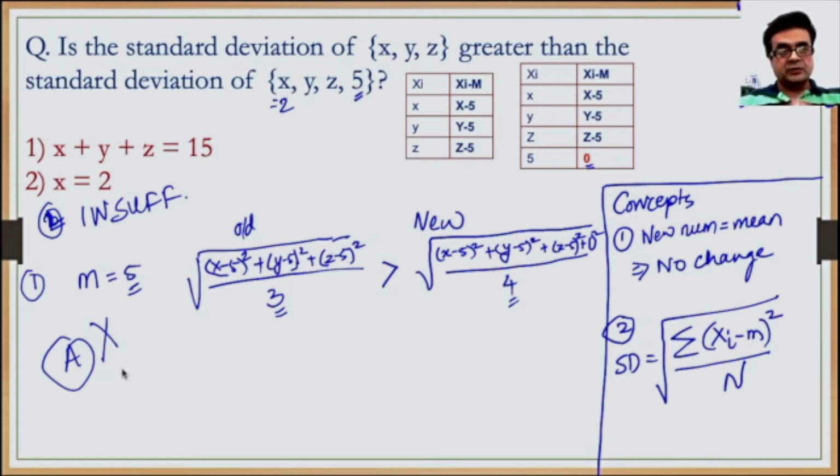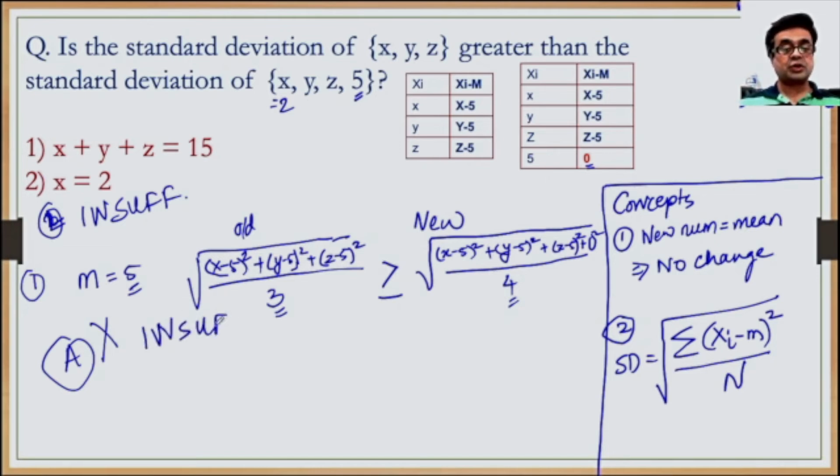So why is A wrong? A is wrong because the inequality here only holds if x, y, and z are three different numbers other than 5. If all three numbers are 5, their mean will still be 5. However, the numerator would be 0 in both cases, which means there would be an equality. So statement 1 will yield a yes sometimes when it is greater and a no sometimes when it is equal. Hence, statement 1 is insufficient to answer the question.